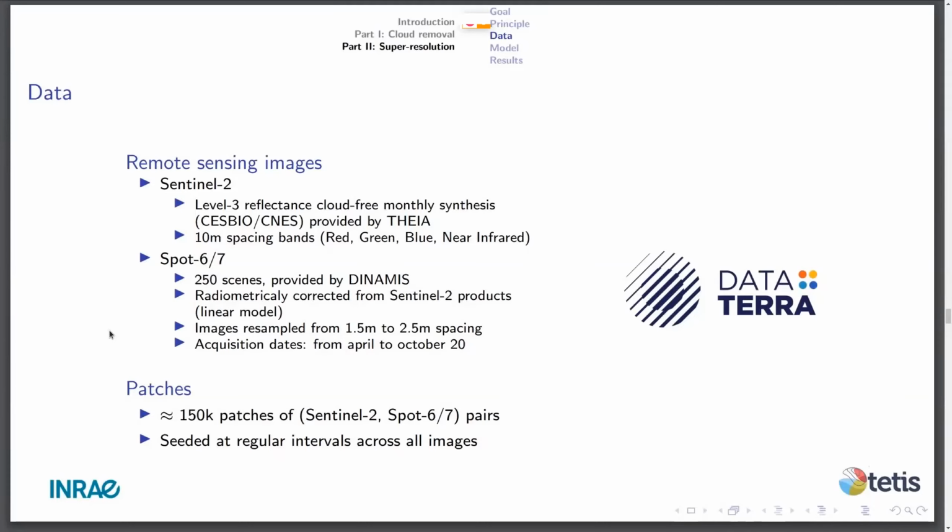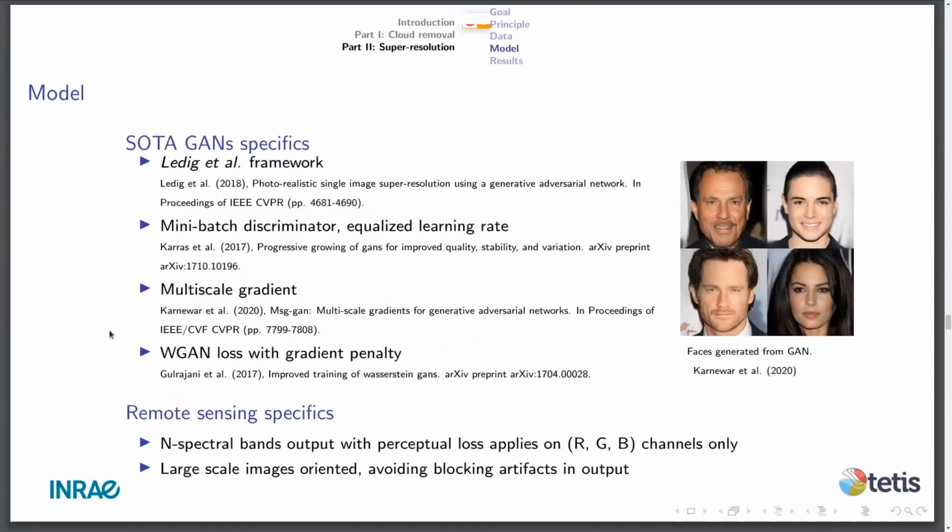So this made a dataset of more than 150k patches of pairs of high resolution and low resolution images, and we sampled these patches regularly across all images across all the France mainland area. We used some state-of-the-art specifics borrowed from the following papers. We adapted them to remote sensing, because in remote sensing we don't work only on red, green and blue channels. So for instance, we apply the perceptual loss only on these channels, and we apply the L1 or L2 losses on every other channel.